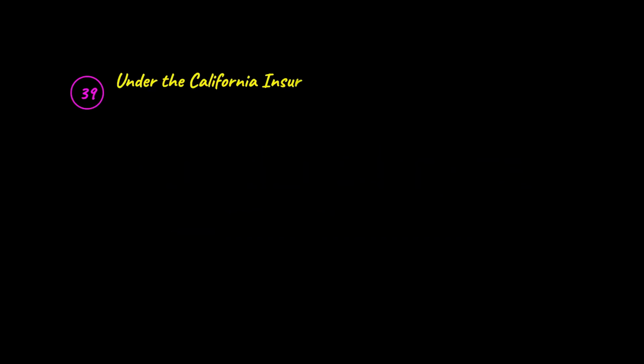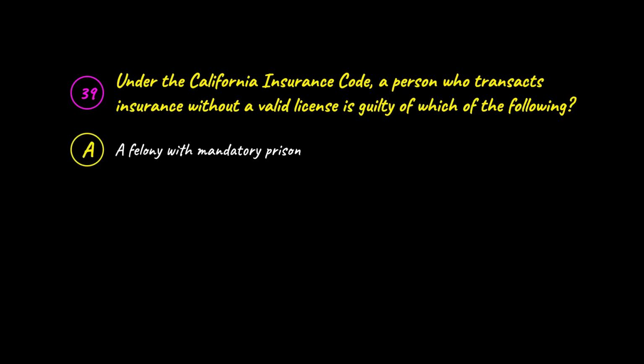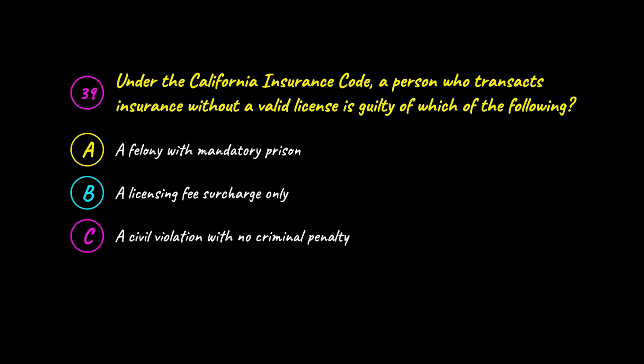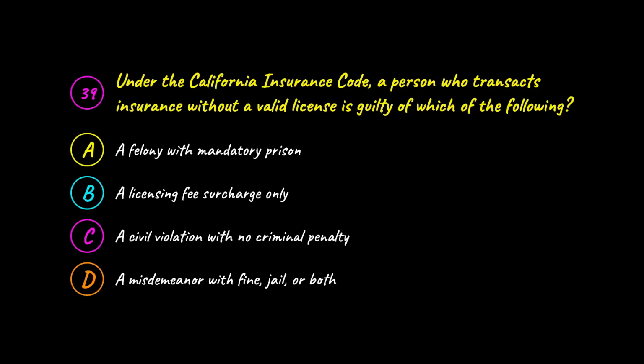Question 39. Under the California Insurance Code, a person who transacts insurance without a valid license is guilty of which of the following? Your options are A. A felony with mandatory prison. B. A licensing fee surcharge only. C. A civil violation with no criminal penalty. D. A misdemeanor with fine, jail, or both. Don't overthink it, which one feels right.